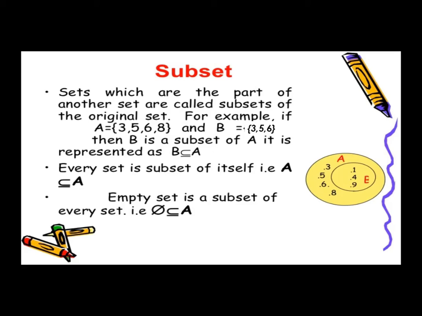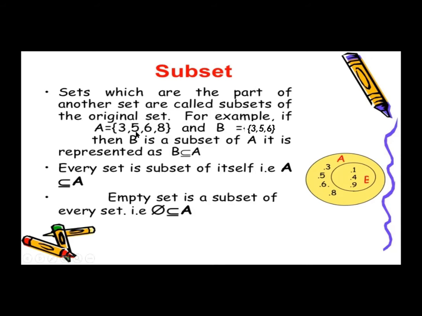Means that in the universal set we have all the numbers. With the help of that universal set we are forming smaller sets, which are called the subsets of that universal set. For example, if we have A equals 3, 5, 6, 8 and B equals 3, 5, 6, A has the same element 3, B also has 3, and then 5 is also the same.